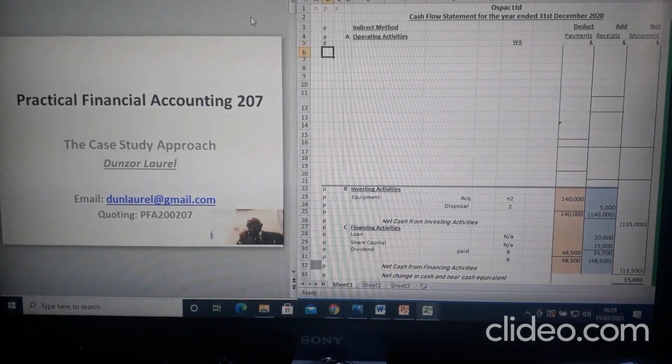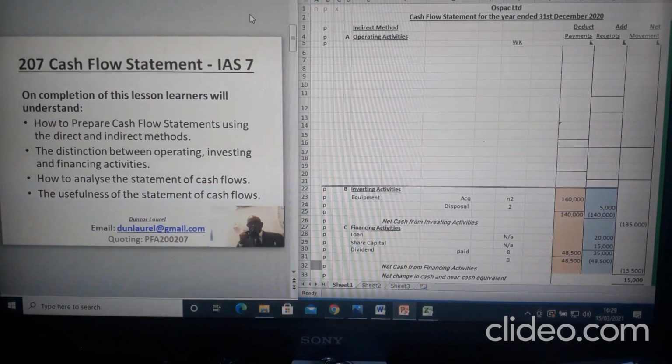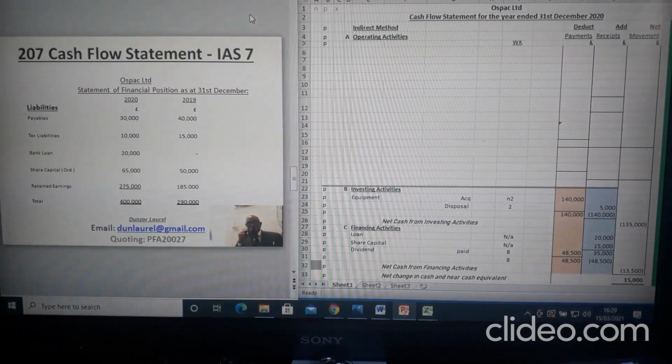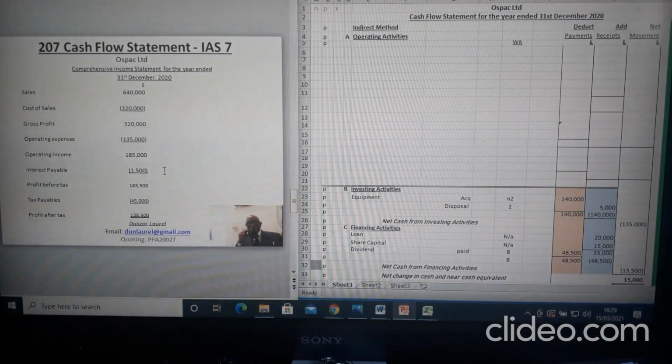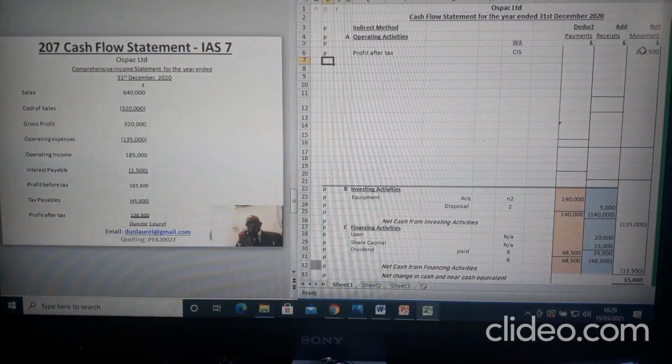Before we start, I have to pick the figure I will be starting from in the income statement. You have a choice of which figure to choose. I normally choose the bottom line, that is profit after tax. You can choose the profit before tax, which makes life easier, but I choose profit after tax. So I'll put here the figure of profit after tax, which is 138,500. And this shows that it's from the comprehensive income statement, CIS.